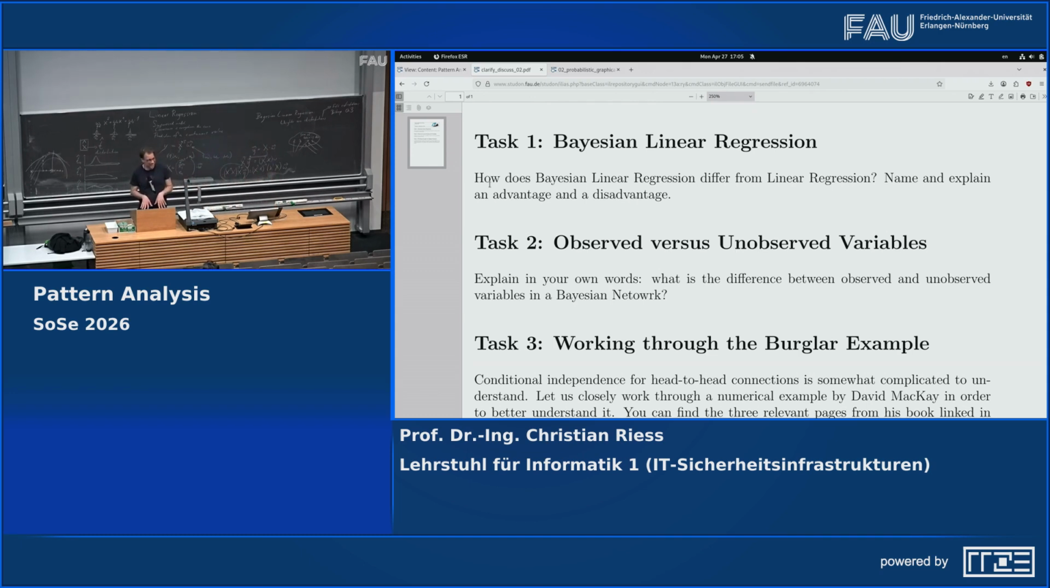This was lengthy. Let's do something quicker. Observed versus unobserved variables. What was this? What was the difference between these observed and unobserved variables that we discussed in the Bayesian network?